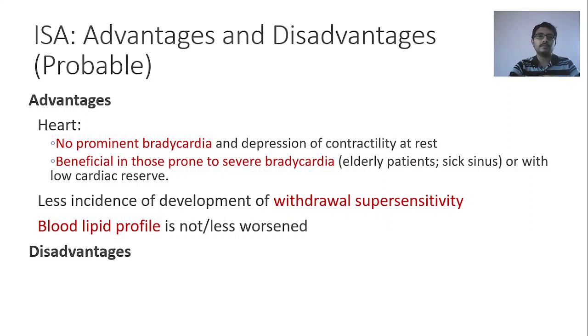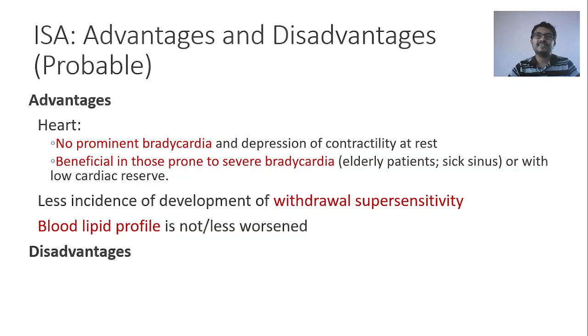The second one is something called withdrawal supersensitivity. What will happen is that you prescribe beta blockers for a long duration of time. After a long duration, if you stop the beta blockers, what will the beta receptors do? They will come back with a vengeance. All this time the beta receptors were blocked, they were suppressed. Now you suddenly stop the beta blockers, and the receptors will start hyperacting. This is called withdrawal supersensitivity.